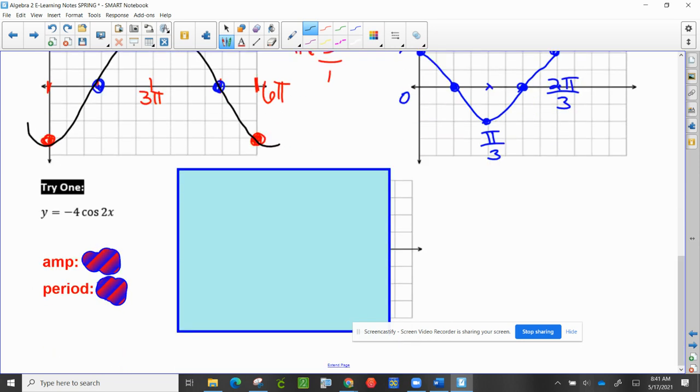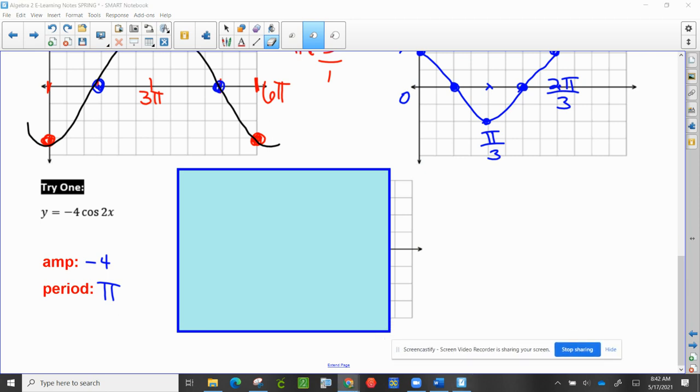Okay, so one last problem for you guys to try. I'm going to have you do this one. It's -4 cosine of 2x. So let's start first. Find your amplitude and find the period. Okay, amplitude here is -4. Period was pi. Okay, 2 pi over 2 would reduce it to 1 pi. So now go ahead and graph using your 5 points.